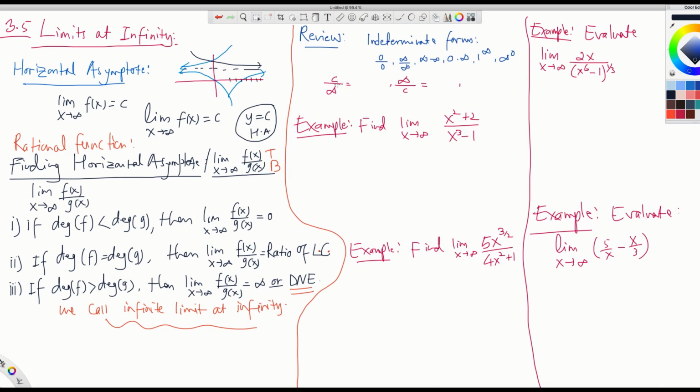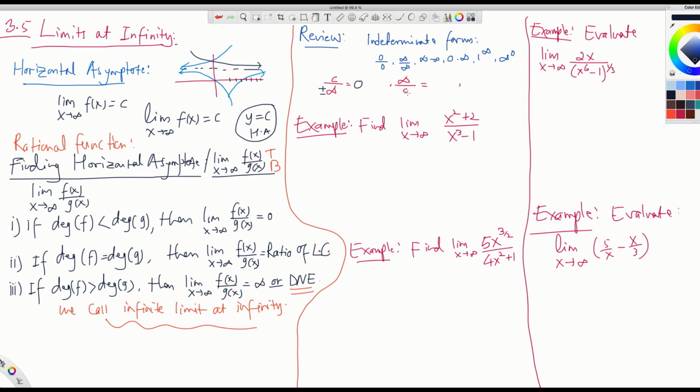Now, can you tell me what is the value of c over infinity? C is a finite number, and if you divide by a huge number, then what is that ratio? It is always 0, right? If you divide a finite number by infinity, it is 0. The infinity can be plus infinity or minus infinity, but you will get 0.